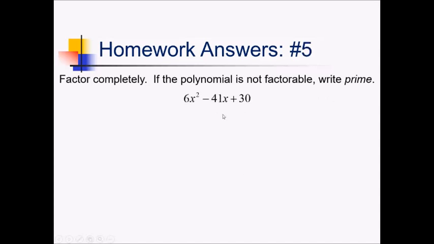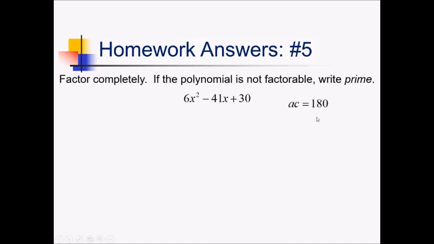For this problem, I know that the a value here is not 1, so I have to use some kind of advanced factoring. And taking out a common factor is not going to work. 6 and 30 have a common factor of 6, but 41 kind of messes all that up. So I'm going to go with the AC method to solve this. 6 times 30 gives me an AC value of 180. So now I'm looking for factors of 180 that add up to negative 41.